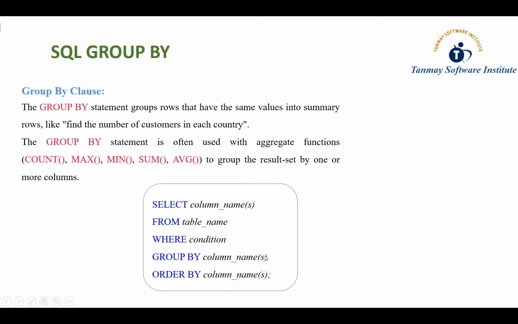Okay, so generally that aggregate function we apply on a column in the table. Okay, so next, now this is a group by. So what is meant by the group by clause? The group by statement groups rows that have the same value into summary rows, like find the number of customers in each country. The group by statement is often used with aggregate functions that I have already mentioned, count, max, min, sum, average, to group the result set by one or more columns.